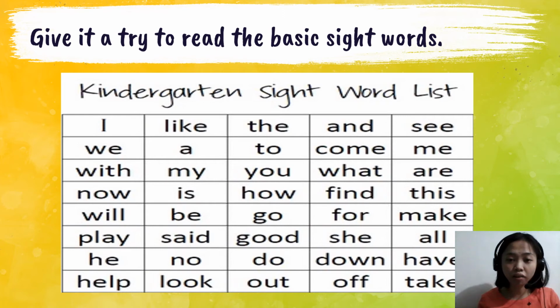Next is the. What's the sound of each letter? T, h, and e. How do we say that? If we put all together the sounds, it will become the. Say the. Very good.